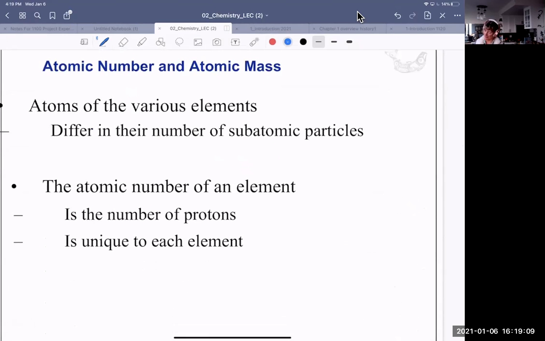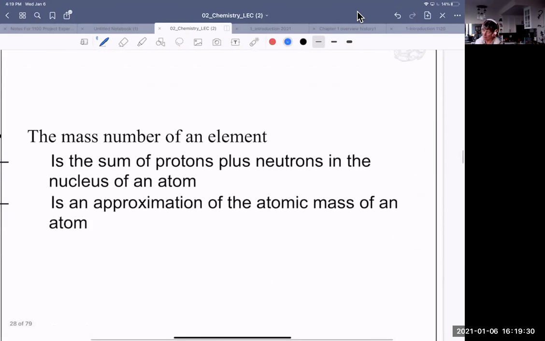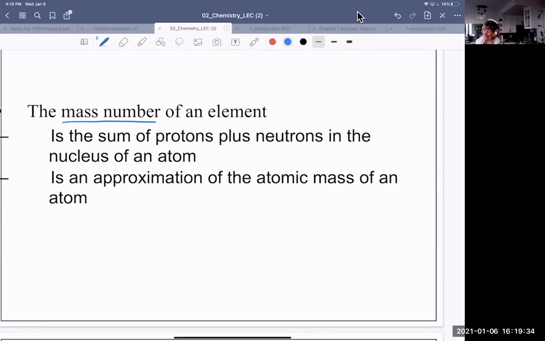Atomic number and atomic mass. The atoms of various elements differ in their number of subatomic particles. The atomic number is the number of protons. The number of protons is unique to each element. The mass number of an element is the sum of the protons plus the neutrons in the nucleus. It's an approximation of the atomic mass of an atom. I say that it's an approximation because there are various isotopes of atoms. So in any given sample, there will be isotopes of an element, and the atomic mass won't be exactly the sum of the protons plus the neutrons as a result.